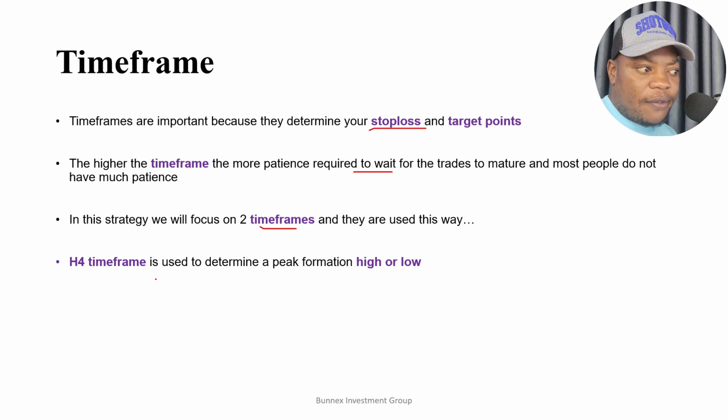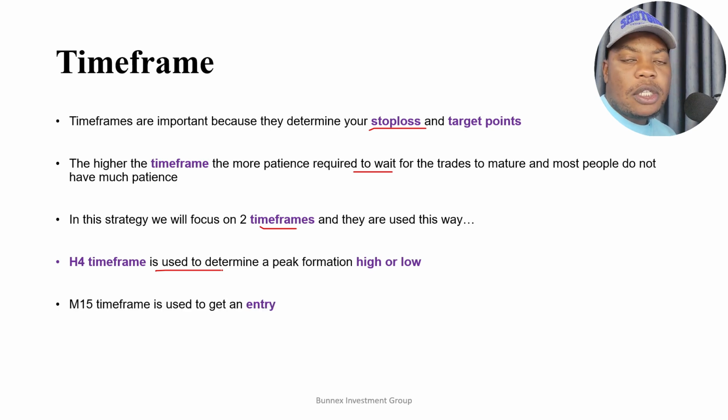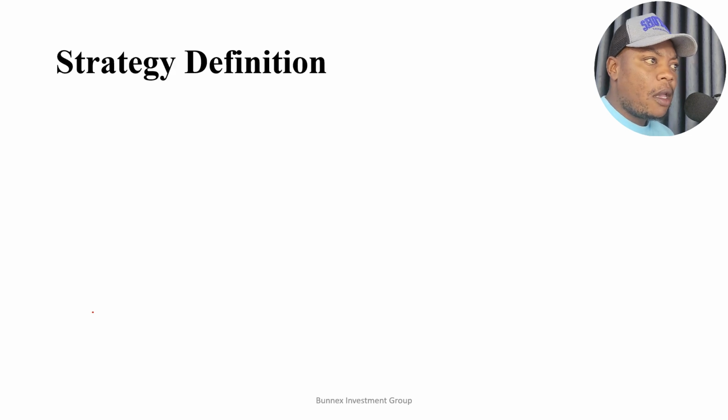So the H4 time frame is used to determine a peak formation high or peak formation low. So you need to write it down: H4 time frame is for peak formation location or peak identification. Then M15 is used to get an entry. Why M15? It is a small time frame which will allow us to get a pristine point of entry as well as reduce the magnitude of our stop loss. So let's now get into the strategy.